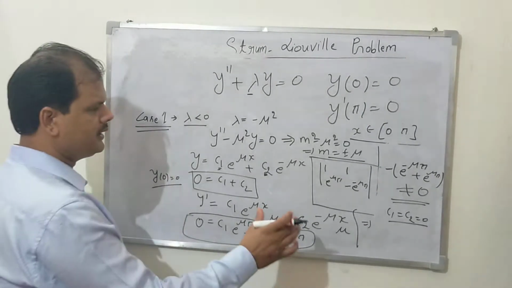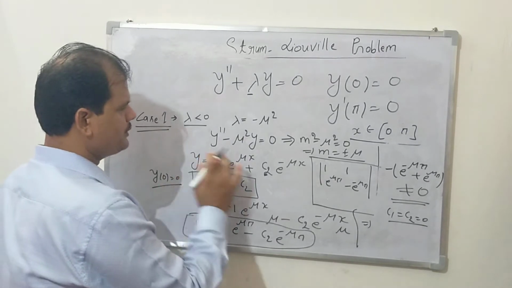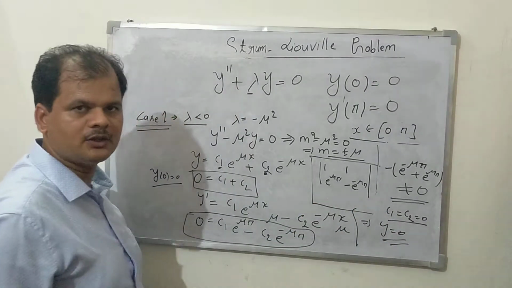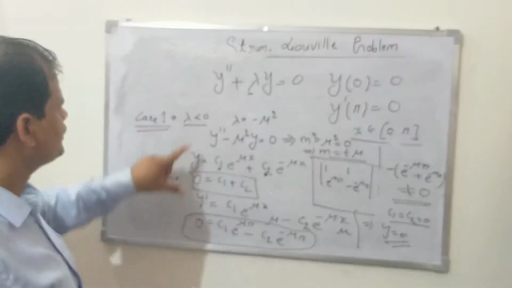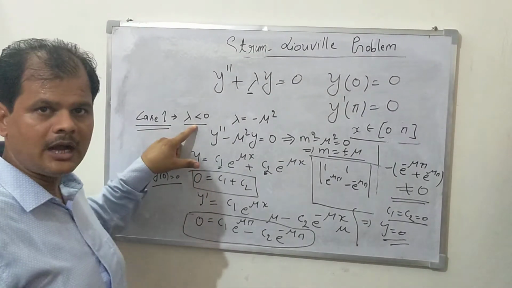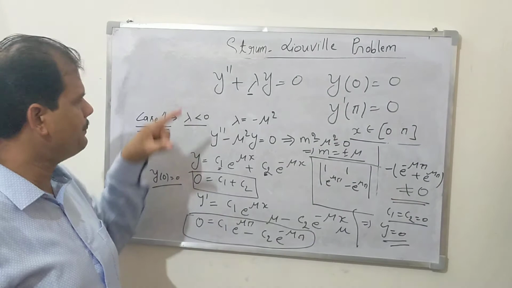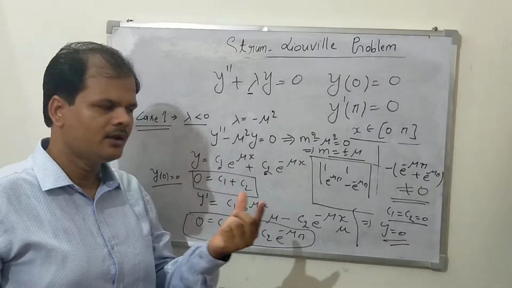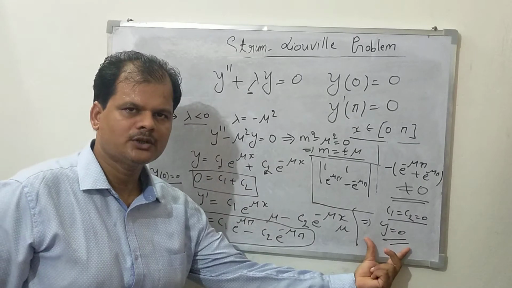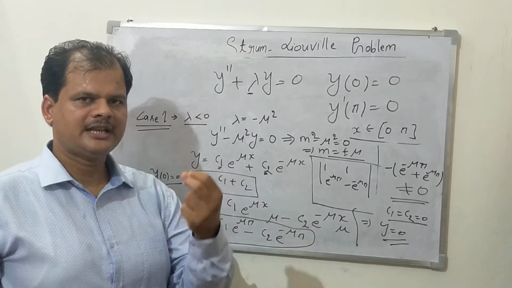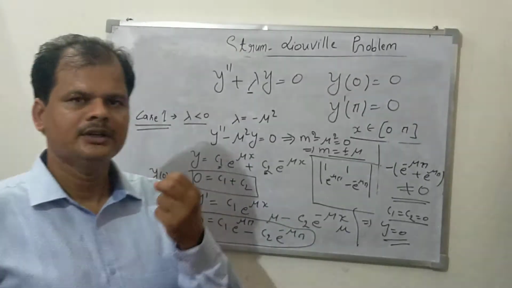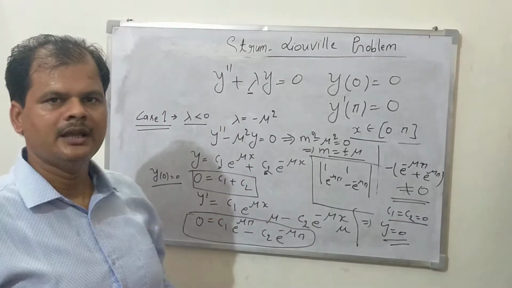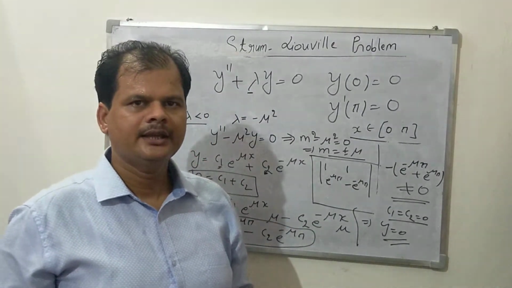If C1 and C2 are 0, it means y equal to 0. So we are getting the trivial solution. So there is no negative eigenvalue of this SLP. For negative lambda, we are getting the trivial solution. So we can say there is no negative eigenvalue of the given SLP. Let us see case 2.